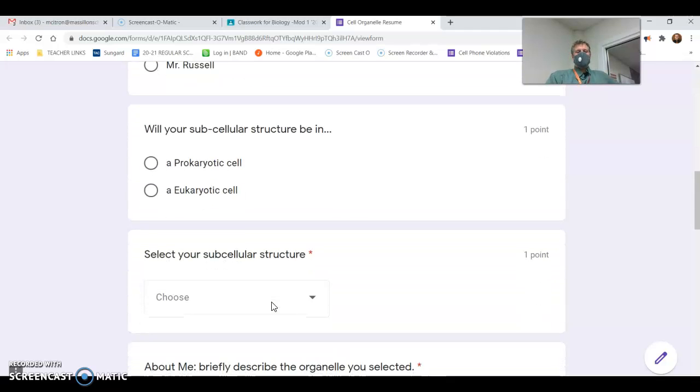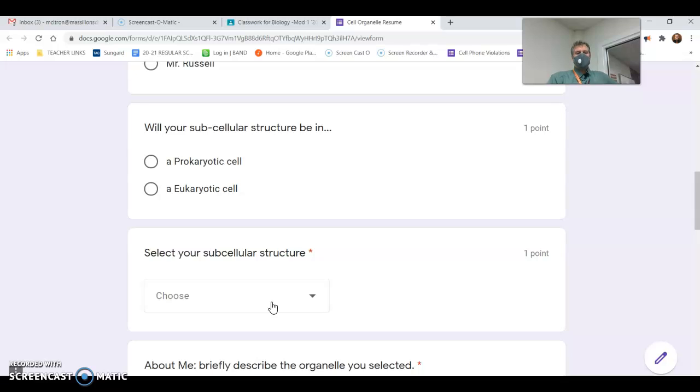And then will your subcellular structure be in a prokaryotic or a eukaryotic cell? Tell me the difference between a prokaryotic and a eukaryotic cell. Someone in my class has stated that one of those has a nucleus and one of those does not, but they did not tell me which one is which. They have corrected their answer to say that the eukaryotic cell, in fact, does have the nucleus and the prokaryotic cell does not. Great, now everybody there knows and everybody here knows as well.